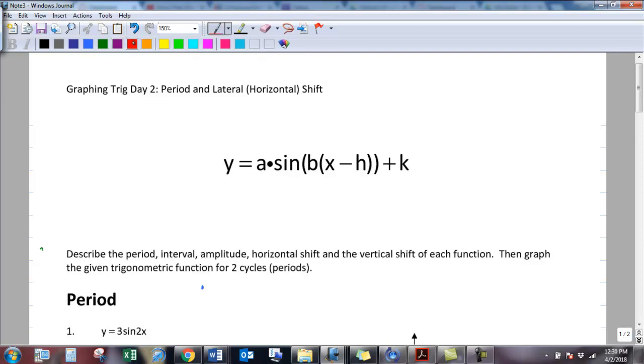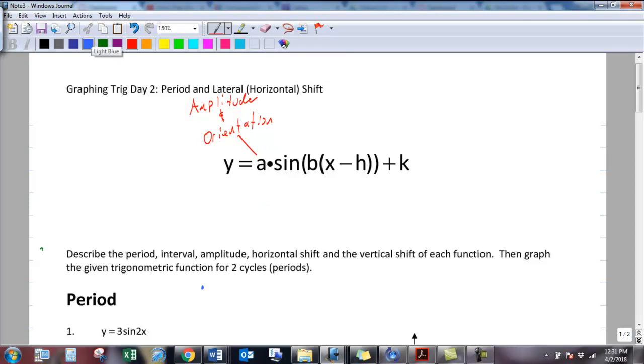We already talked about what A and K do in this big long general equation. Just a quick review: A dictates what the amplitude is, and it talks about the orientation. Sometimes it might flip the parent sine graph or parent cosine graph. Rather than starting at the top, if the leading coefficient is negative, it may have to start at the bottom. We'll get into that as we keep going here.